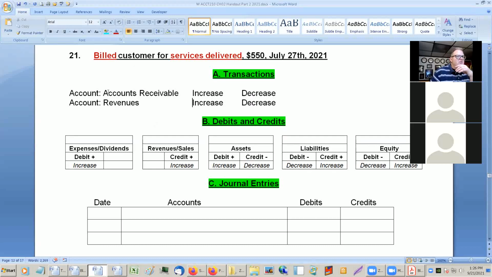Okay, so accounts receivable going up or down? Going up. Yep. Now they owe us $550. Haven't collected it yet, but it was $550. The revenues are always increasing. Always increase.